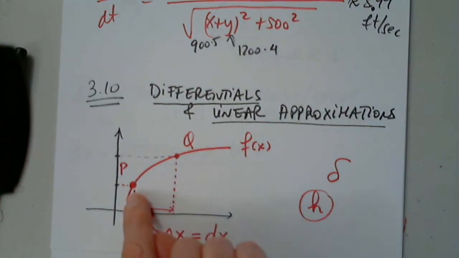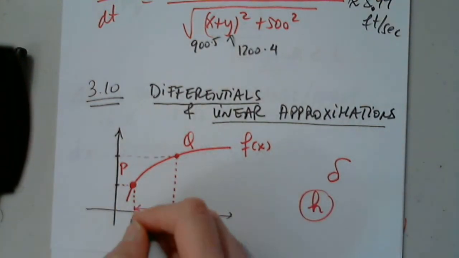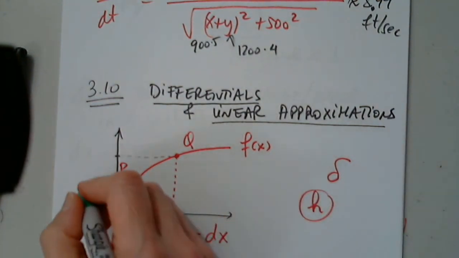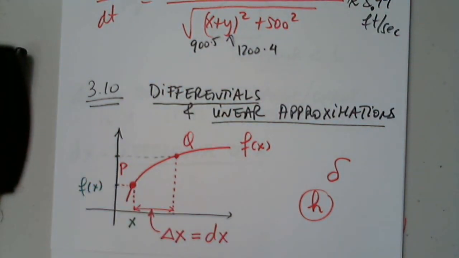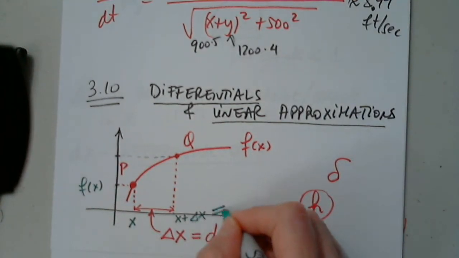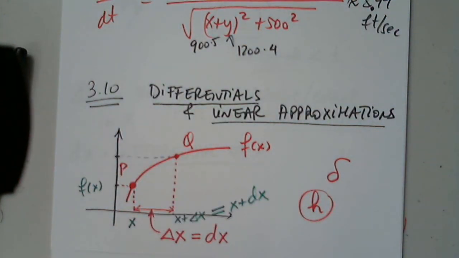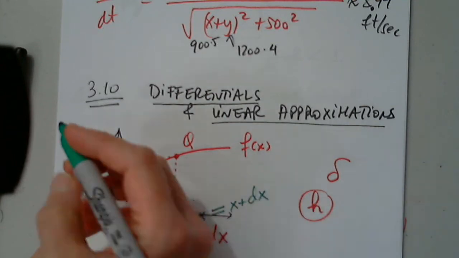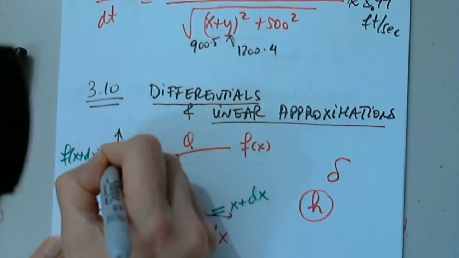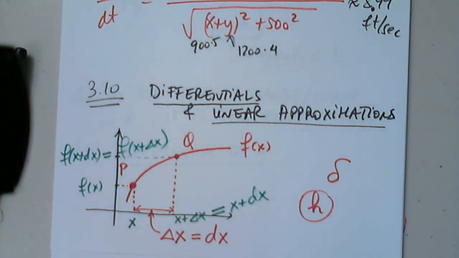I have a point P and a point Q on f of x. F of P? Yes, f of x. So if this is the x, and this is f of x. Perfect. Now what is this? Of course, it's x plus delta x or x plus dx. So now can anyone give us the y coordinate of Q? F of x plus dx. Both of them. So f of x plus dx or f of x plus delta x. Same thing. Great job.